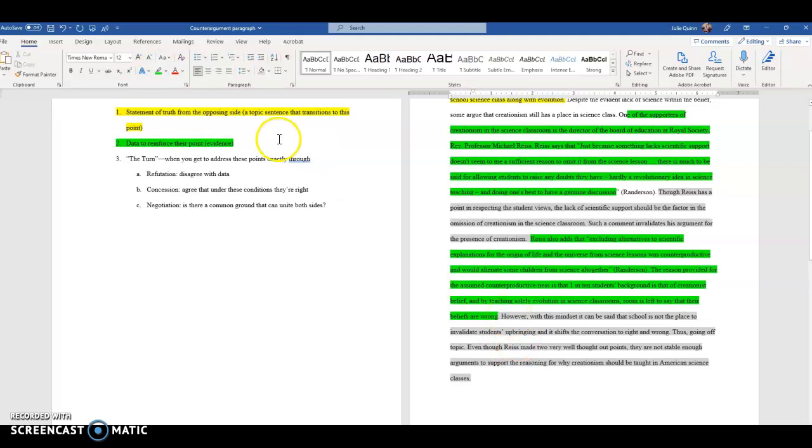We move back to that gray section right at the end where we get the addressing of it. You can see a signal with the word though and with the word however. In this case, the writer says, however, with this mindset, it can be said the school is not the place to invalidate students' upbringing, and it shifts the conversation to right and wrong, thus going off topic. Even though Rice made 2 very well thought out points, they're not stable enough arguments to support the reasoning for why creationism should be taught in American science classes.